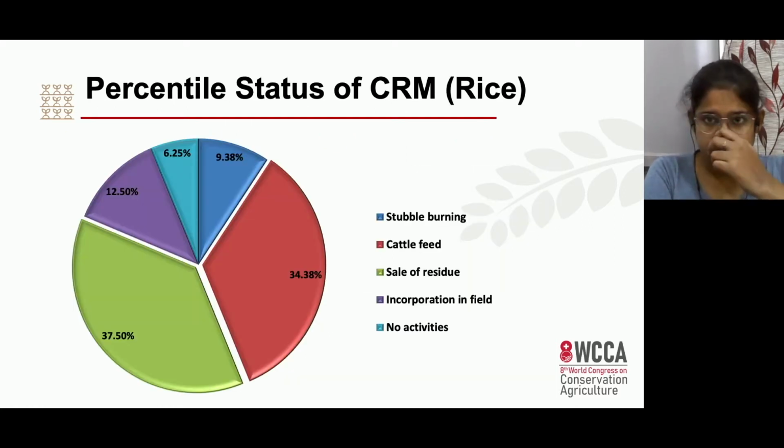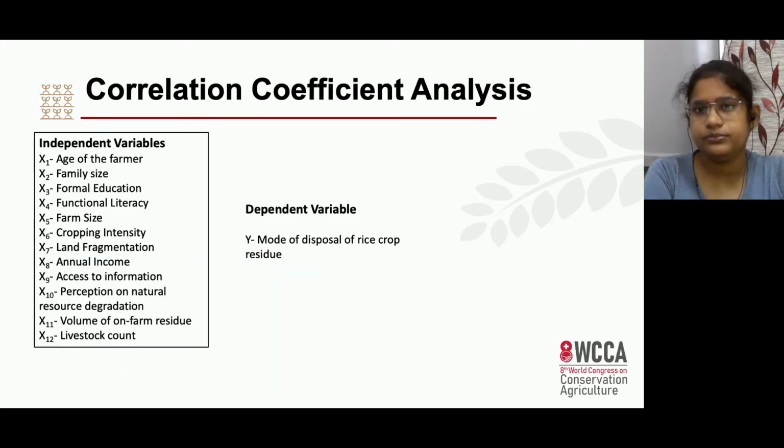We will be concentrating on the rice crop residue, and if we see in the rice crop residue, we will find a major portion is sold out, followed by another major portion goes into cattle feed, and there is a substantial percentage of farmers who are practicing stubble burning as well.